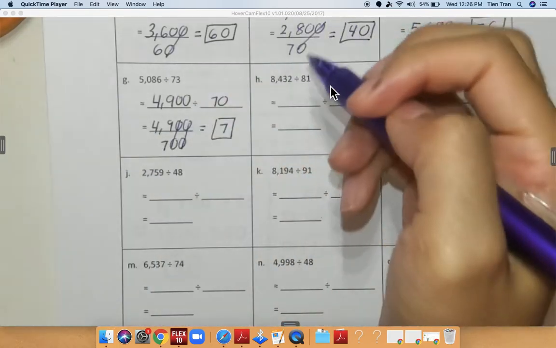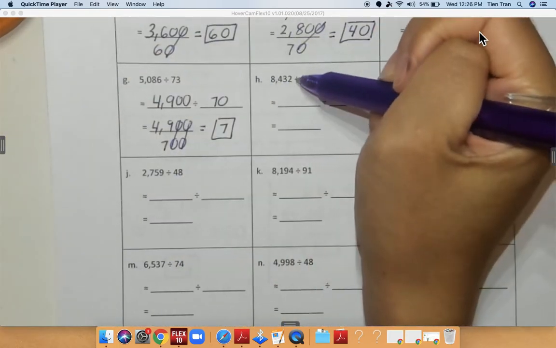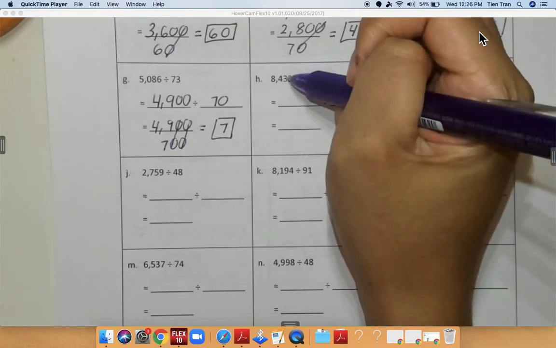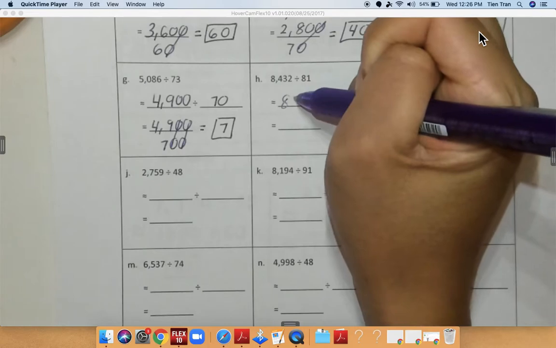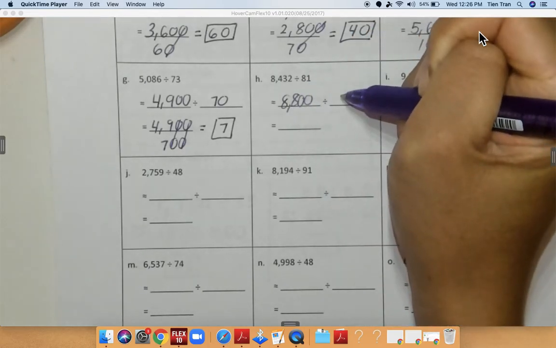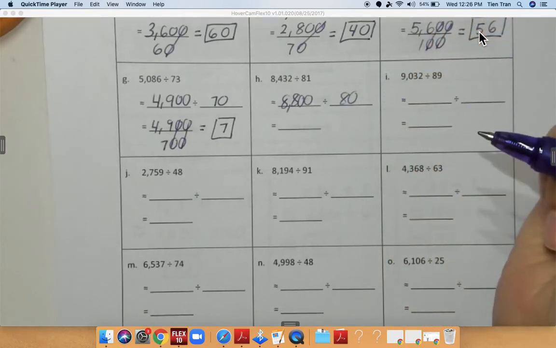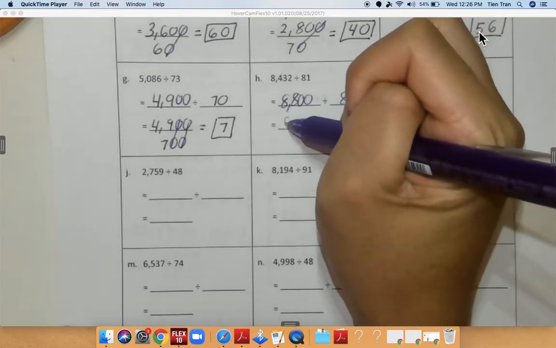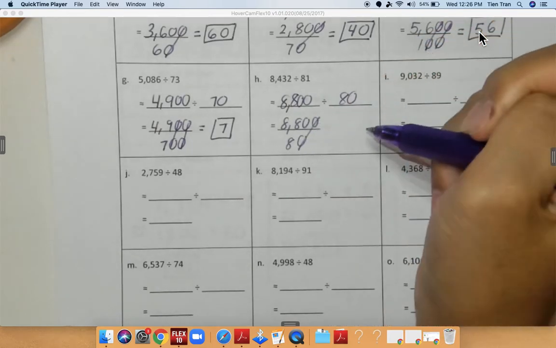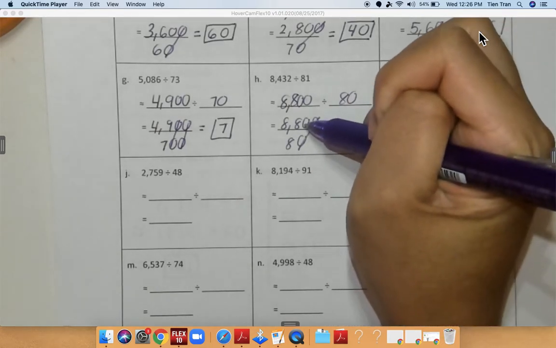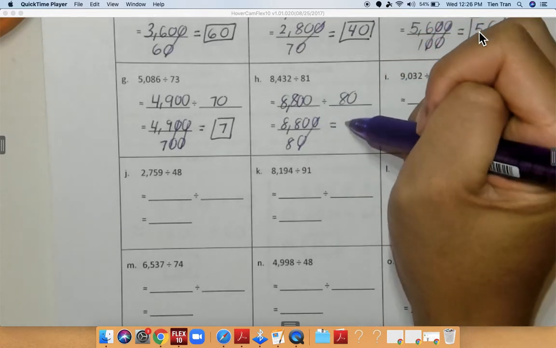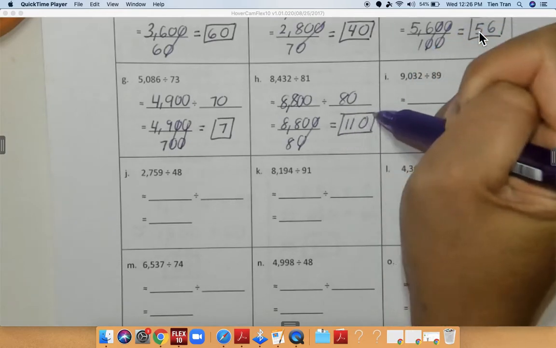Over here, we have 8,432 divided by 81. I know that 8,432, I'm going to change that to 8,800 and round 81 to 80 so that it is easier. 8,800 divided by 80. 0 divided by 0 is equal to 0, so I have 880 divided by 8, or 88 divided by 8, which gives me 11, and add my 0, I get 110.